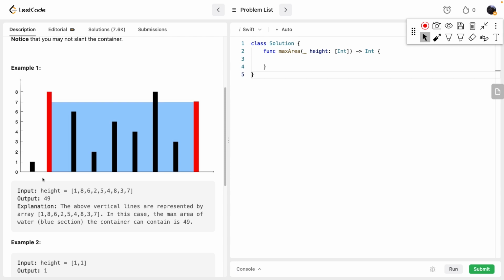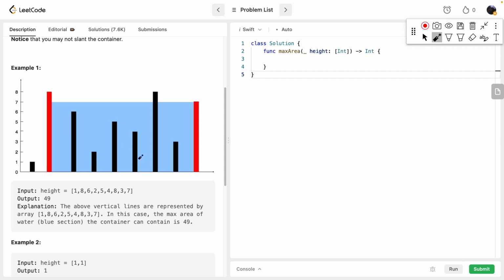So the first question is how to actually calculate the amount of water between two lines. You can see that we have here a container, a rectangle, and to calculate the amount of water, we just need to multiply the one side by another, so the height by width, and height here would be just the height of the smallest line. So you can see that we have two lines that are forming the container, and we are taking the smallest one. And for width, we would just take the difference between the index of the second line minus the first line. So we can calculate the amount of water.